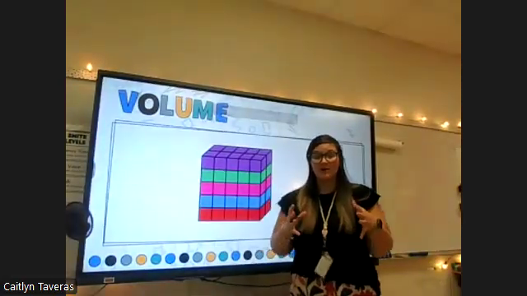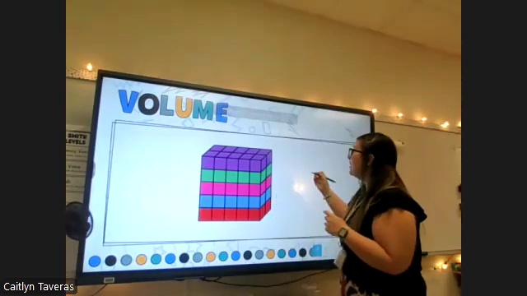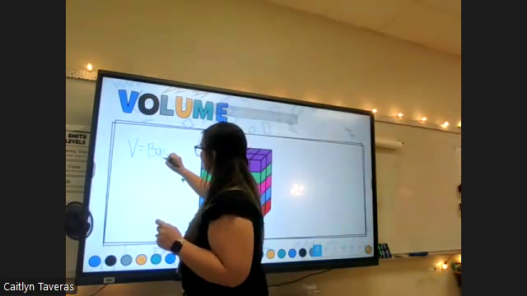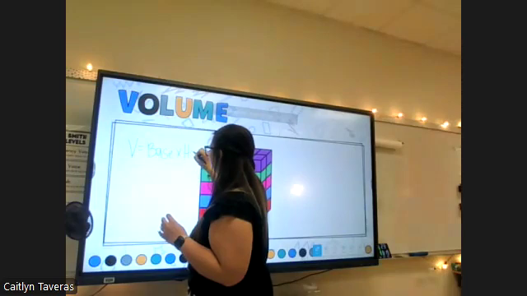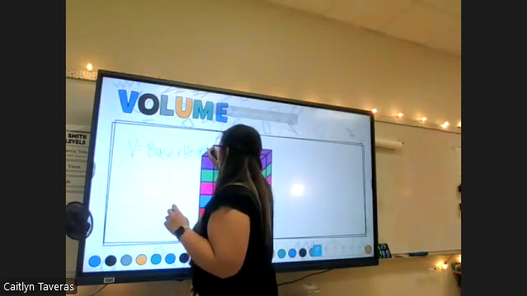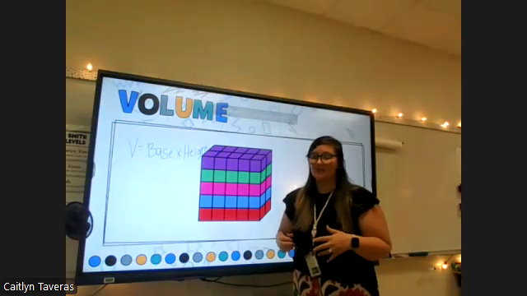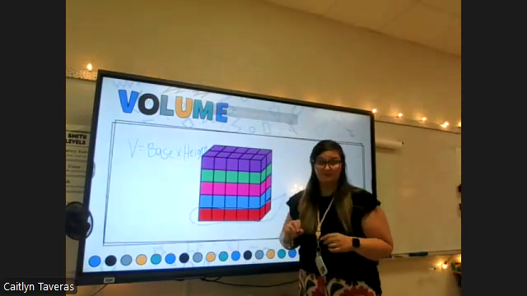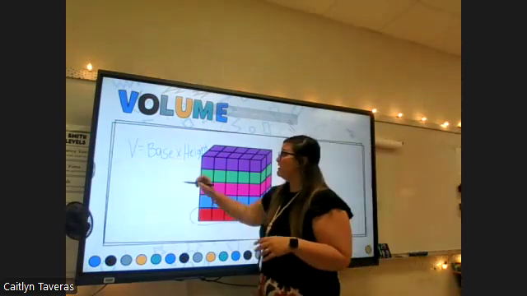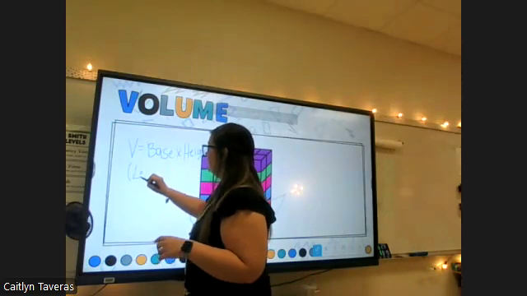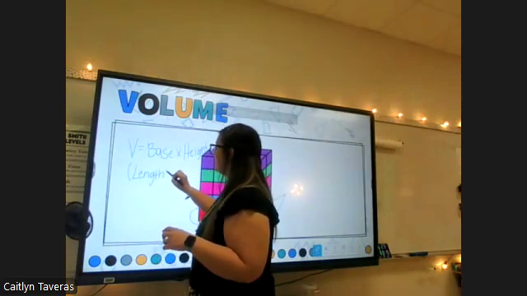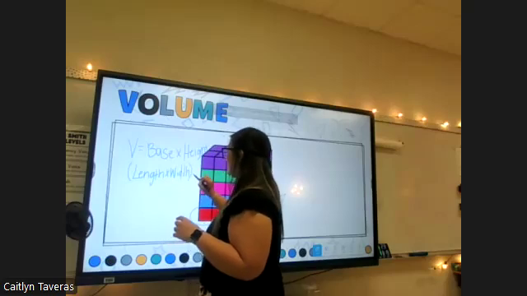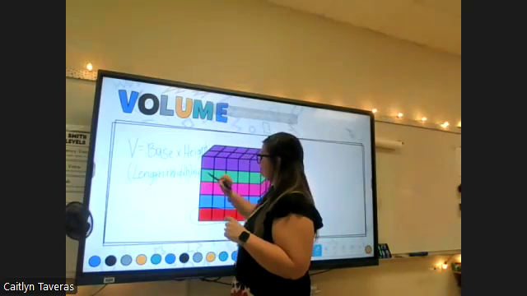Okay, guys, today what we're working on in fifth grade is volume. Now, volume can be found by finding the base and multiplying it by the height. Now, when we talk about the base of a right rectangular prism, we're talking about that first layer on the bottom. The base is found by doing the length and multiplying it times the width. That gives us the base. That's when we bring in and then multiply it times the height.